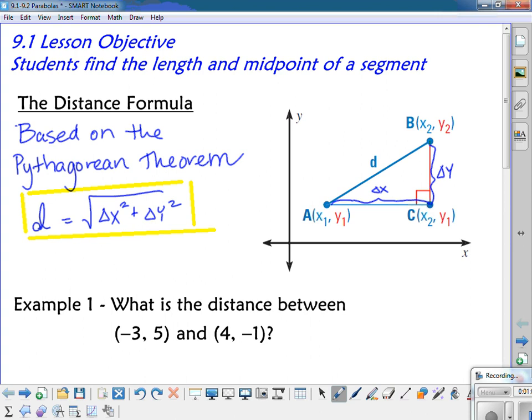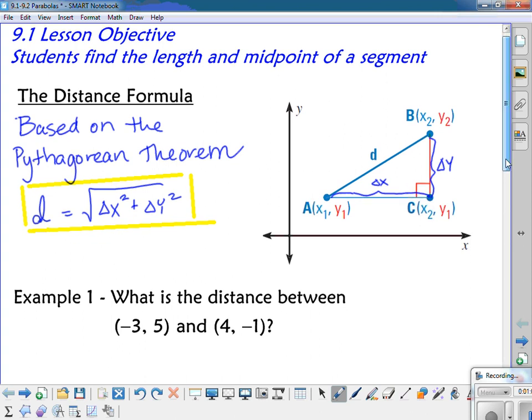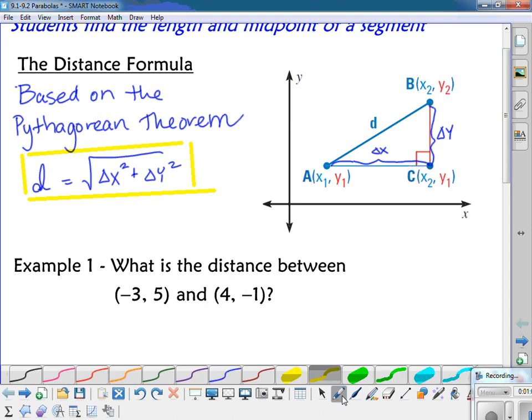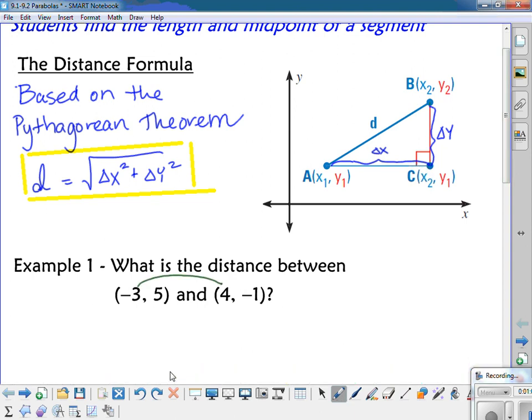So if I want to find the distance between (-3, 5) and (4, -1), I look at how much my x changed. So what did my x change when I went from -3 to +4? It changed by 7, right? So I take 7 squared. And then I look at from 5 to -1, how much did the y change? 6. It changed by 6.